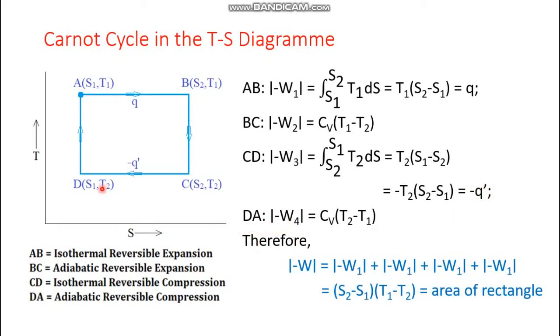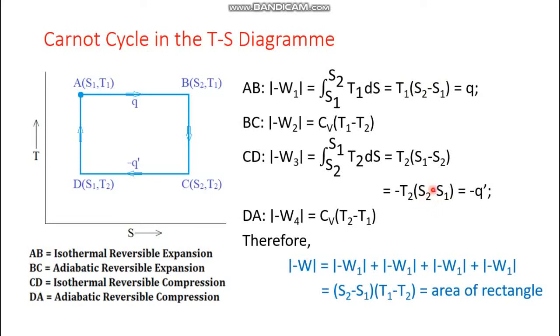And finally, the adiabatic reversible compression would have the same expression, Cv into T2 minus T1. So these two, W2 and W4, are just opposite to each other. So these would be cancelled when summed up, all these four W terms, only remaining this one, Q minus Q prime. That means T1(S2 minus S1) minus T2(S2 minus S1). That means minus T2 into (S2 minus S1).